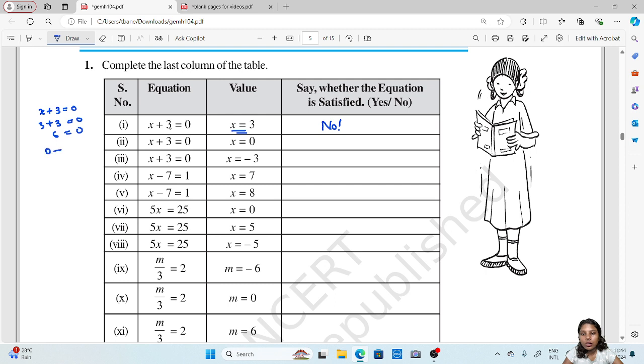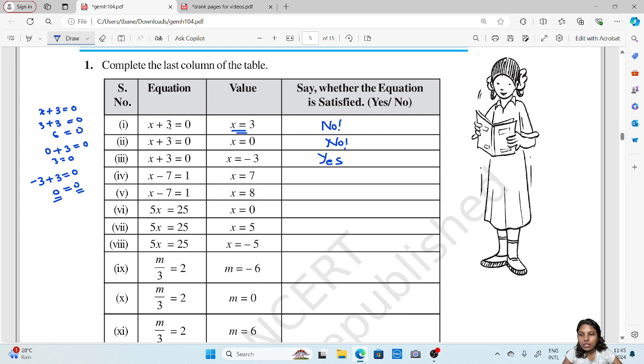Next see. Again x value is 0. 0 plus 3 equals 0. 0 plus 3 is how much? Again it is 3 equals 0. Then again, is the equation satisfied? No. Next see, it is x plus 3 equals 0 and now x is minus 3. So what we'll get here is minus 3 plus 3 equals 0. 3 minus 3 is what? 0. Now you see LHS and RHS are equal. So in that case what we say is yes.